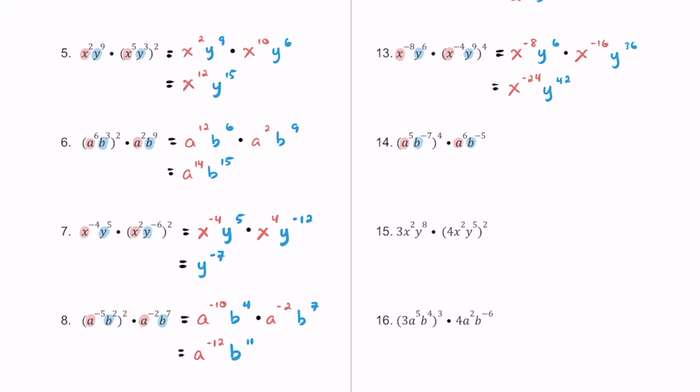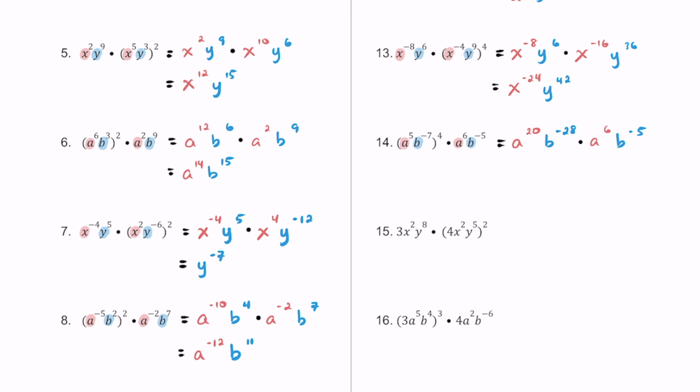In 14, here are our common bases of a and b. Let's focus over here on the left first. Okay, so let's go ahead and take this a to the 5th power, then raise that to the 4th power. We can do that by saying 5 times 4 is going to be 20. So it's going to be a to the 20th power. And then we have this b to the negative 7th to the 4th. So negative 7 times 4 is negative 28. So it's times b to the negative 28th power. And then just multiply by what we haven't used yet. So this a to the 6th power, and then times b to the negative 5th power.